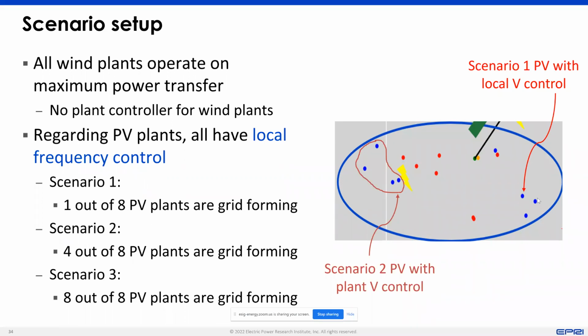The STATCOMs are not grid forming in any way, but they are providing fast voltage control by default, because that's what the STATCOM will do. So in some ways, it may have some grid forming property enabled in it, because it is providing fast voltage control, both here at the sending end of the transmission line, and there was another one at the receiving end of the transmission line. So now looking at the different scenarios, we started looking at what if we have only 1 out of 8 PV plants grid forming, then we increase if we have 4 out of 8 PV plants grid forming, and then if we have all 8 PV plants grid forming.